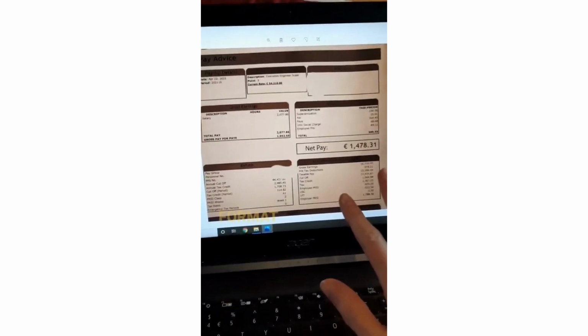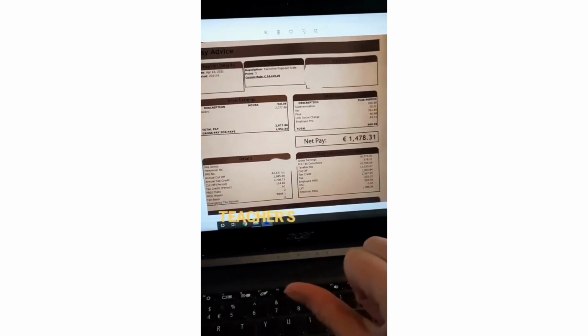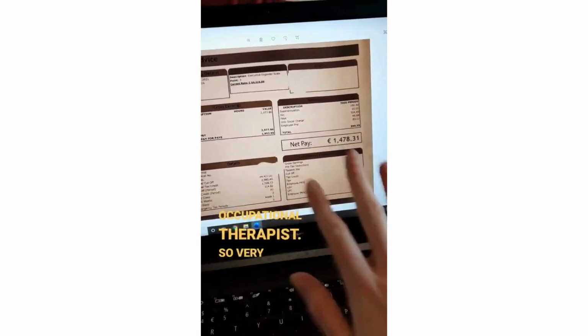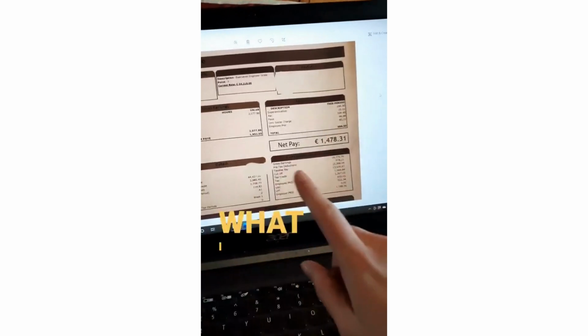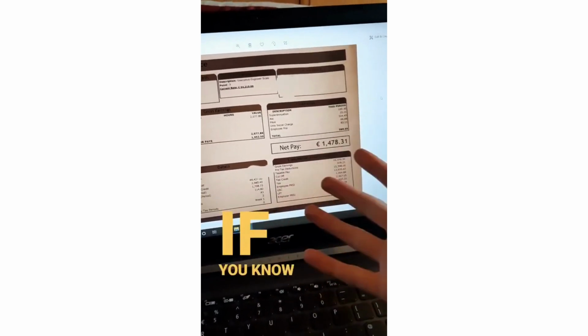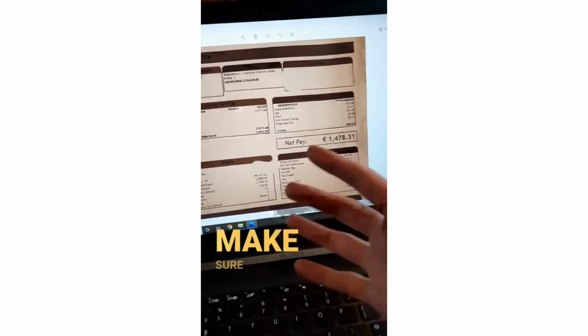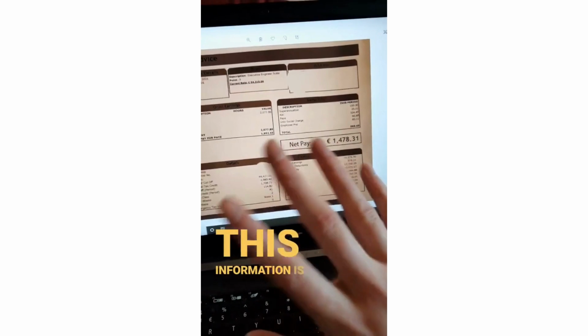I'm going to keep it the same format as what I did with the teacher's payslip and the nurse, the Garda, occupational therapist. So very similar to those highlights what I went through. And if you know anyone that would be interested in understanding their payslip better, make sure to let them know that this information is up there.